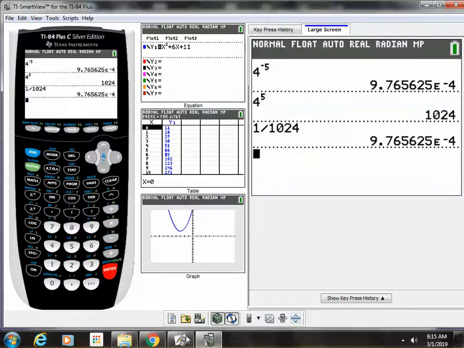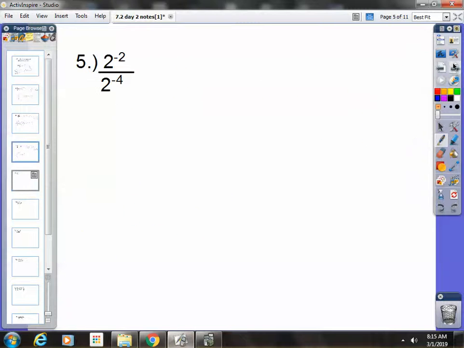Let's try another one. For me, when I'm simplifying these, I choose to subtract. It just makes more sense in my brain. So moving forward, that's what I'm going to do as we simplify these expressions. If you're somebody that wants to change floors, see if you can come up with the same answers as I do. Okay, on number 5, we have 2 to the negative 2 divided by 2 to the negative 4 power.